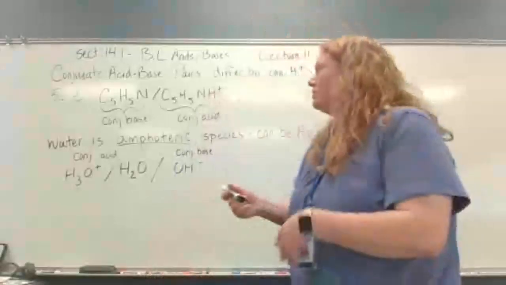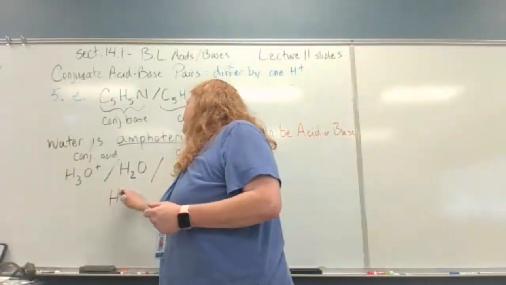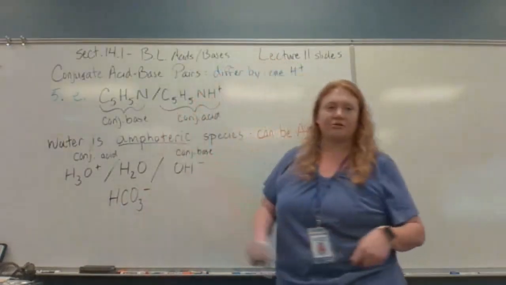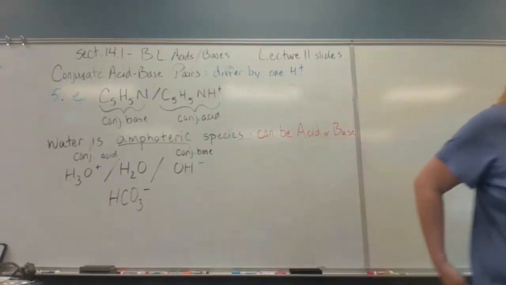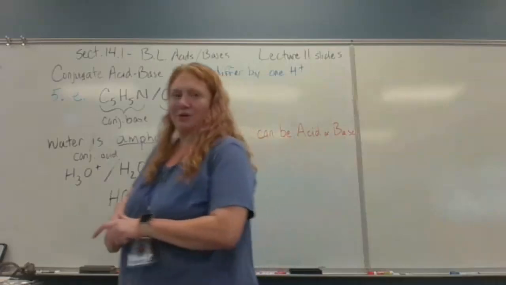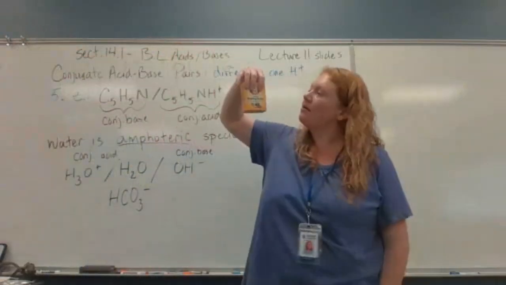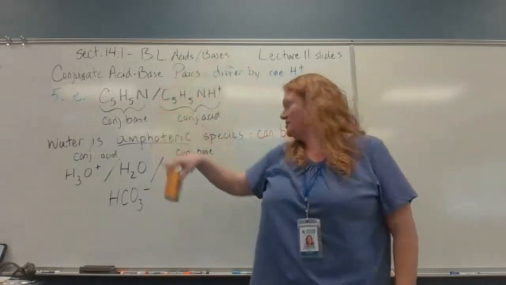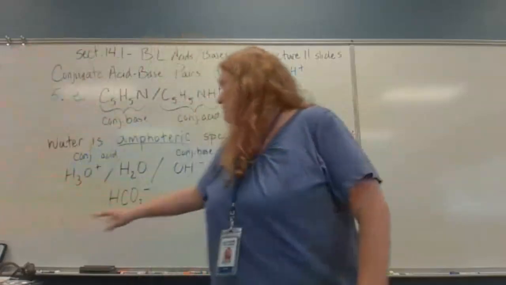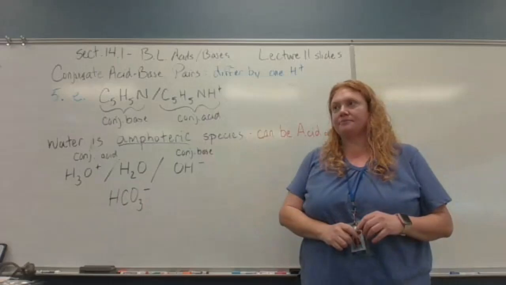For example, now you guys got to know, what is the name of this ion? HCO3 minus. Okay, that's the bicarbonate ion. Guys, we know that. Where did we find that? Sodium bicarbonate. This is baking soda, right? It's bicarbonate ion with sodium ions. This bicarbonate is amphoteric.